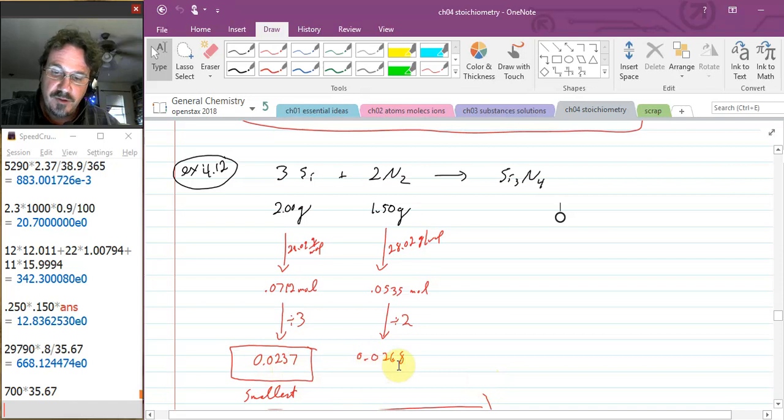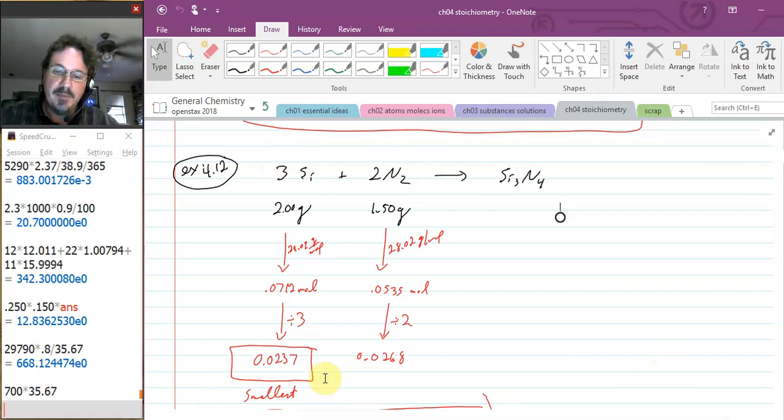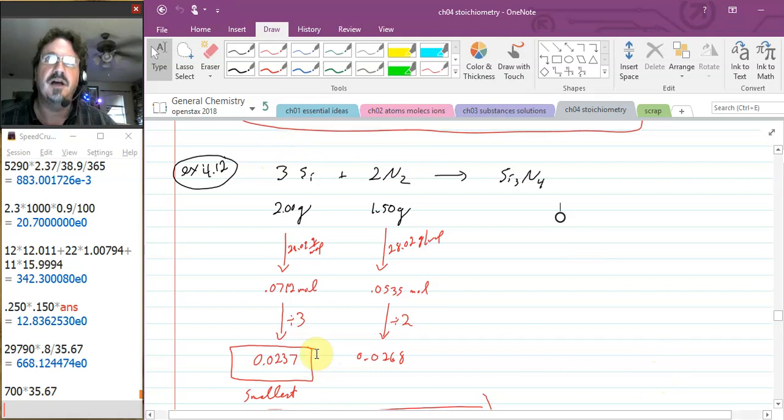0.023, 0.026. Here's my smaller number. I'm going to run out of silicon first, that pile, even though it weighed more, even though I've got more moles compared to the nitrogens. I'm still going to run out of it first because in my balanced equation, I require more. I require 3 for every 2 of the nitrogen. All right, so my limiting reactant there is the silicon.